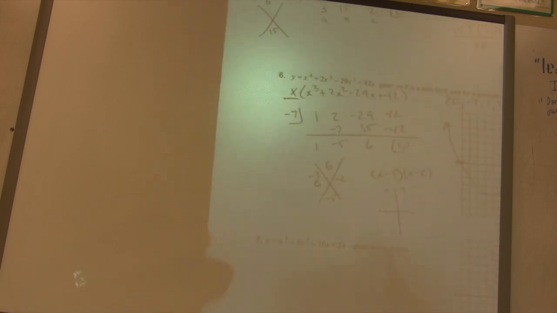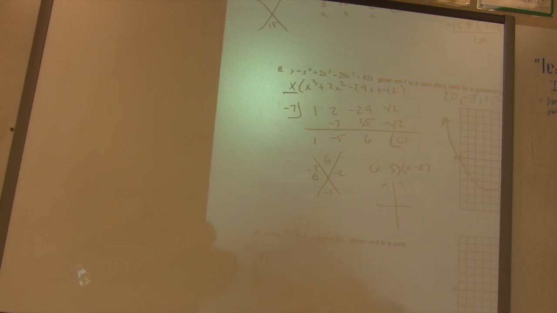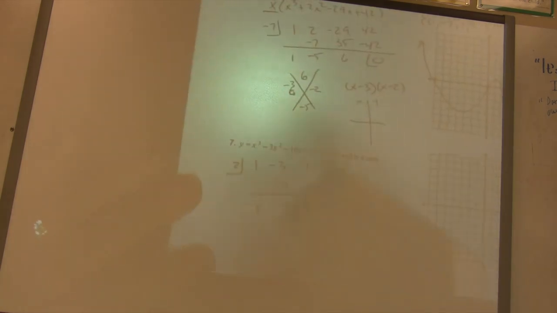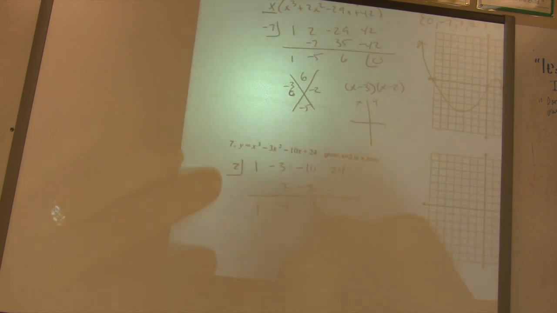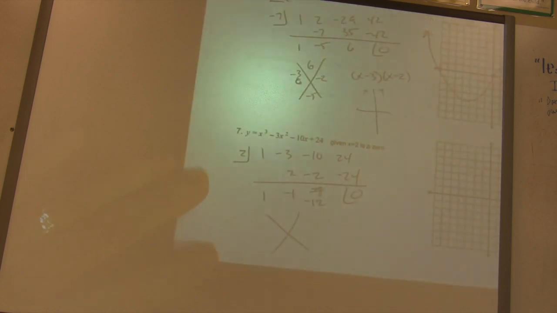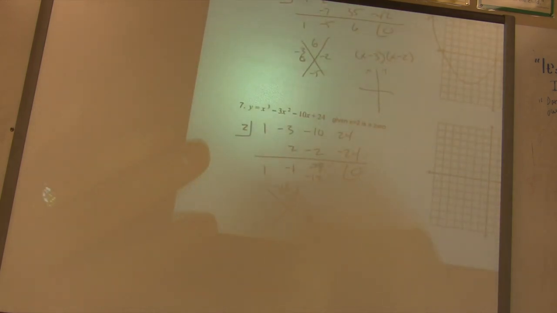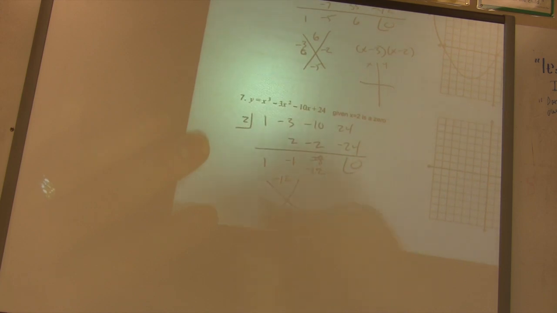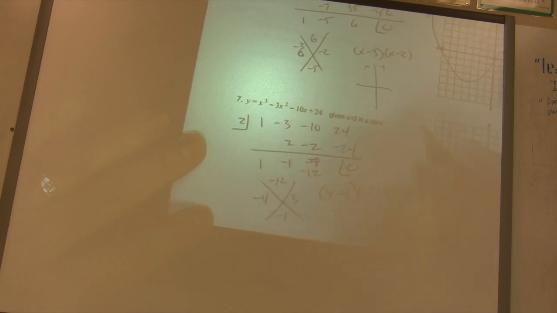So this next one, we know 2 is a zero. So 1, -3, -10, 24. So when we do synthetic division with 2, we get 1, -1, -12, and 0. So then we can do the x method. We get -12 and -1, so that'd be -4 and +3. So x minus 4 and x plus 3. So our zeros are 2, 4, and -3.